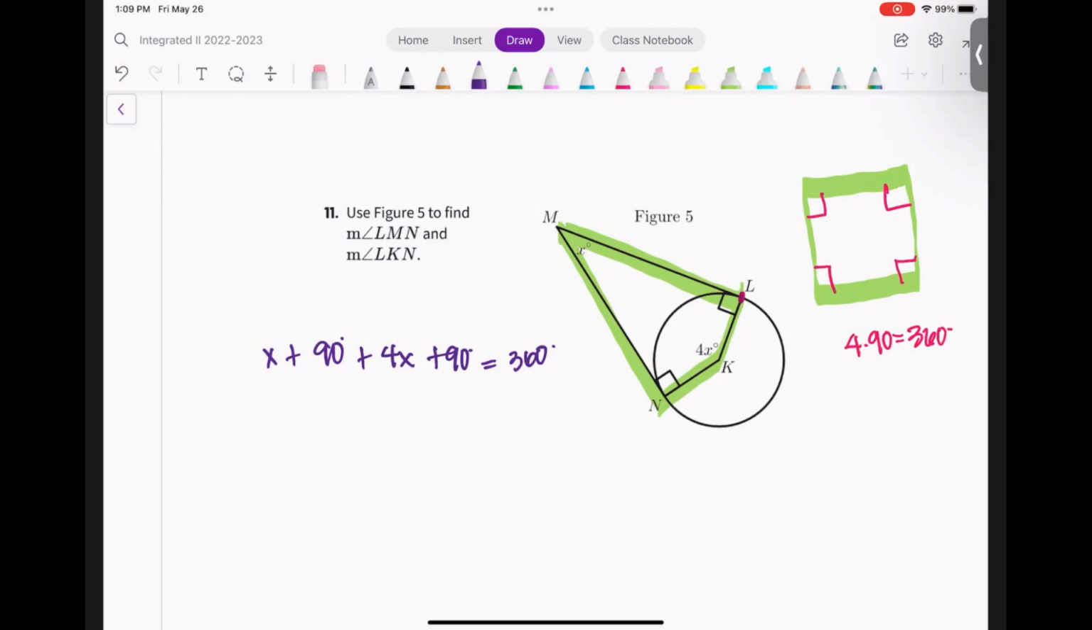Do you guys all see this equation? Now that you're looking at it, you're like, oh, duh, right? Like, wait a second, how come I didn't see that before? So, the reason why you didn't see this before was because you're not in quadrilateral mode.